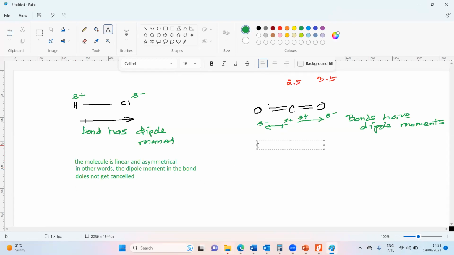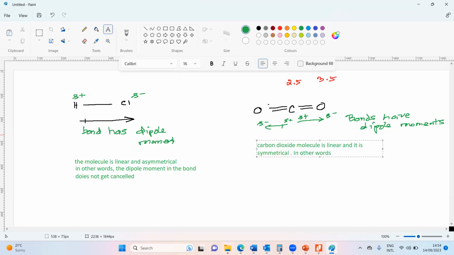Similarly, if I go to this carbon dioxide molecule, it is linear. It is the same as the HCl molecule. It's a linear molecule because it has only 2 bond electron groups and no lone pairs. So the carbon dioxide molecule is linear, and we call it symmetrical. What is the meaning of it? The carbon dioxide molecule is linear and it is symmetrical. What's the meaning of symmetrical?